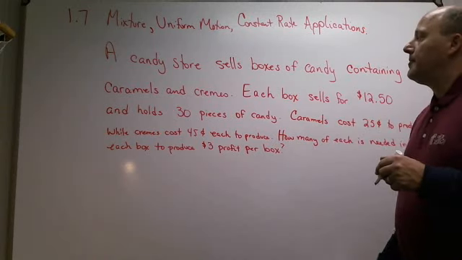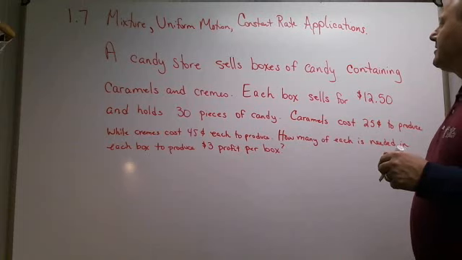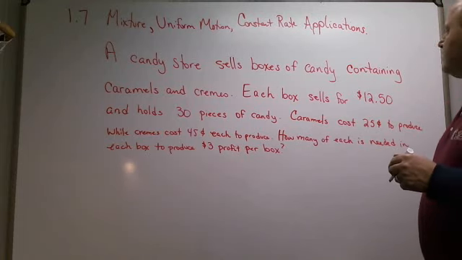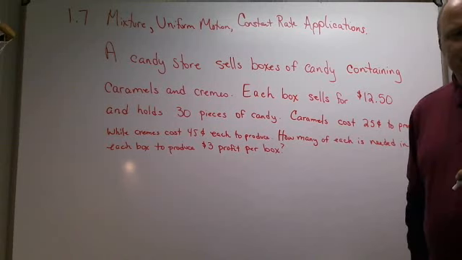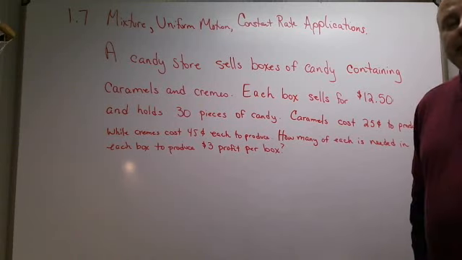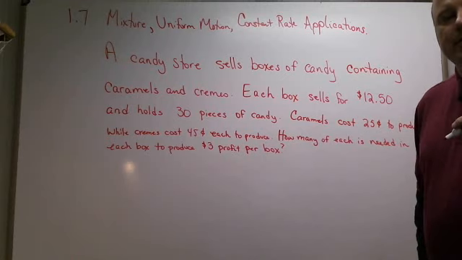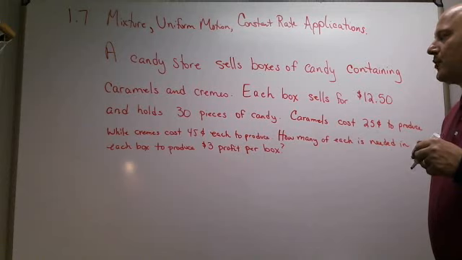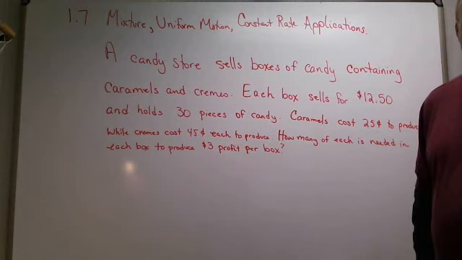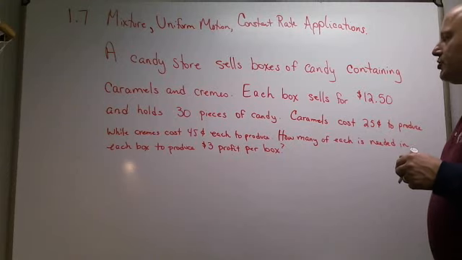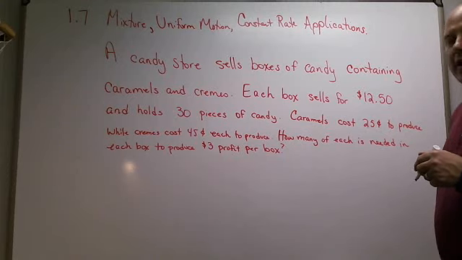So, a candy store sells boxes of candy containing caramels and creams. Each box sells for $12.50 and holds 30 pieces of candy. Some of those 30 pieces will be creams, and some will be caramels. Caramels cost 25 cents to produce, while creams cost 45 cents each to produce. How many of each is needed in each box to produce a $3 profit per box?